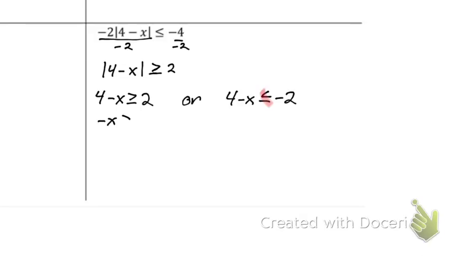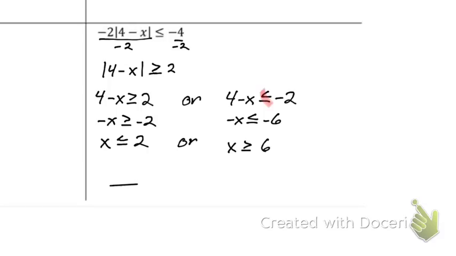So I have -x is bigger than or equal to -2. I am dividing or multiplying by -1. Both work. But I do need to flip the sign. So x is less than or equal to 2. Or we're going to do the same thing over here. So we're going to have -x is less than or equal to -6. Once again, I'm multiplying or dividing by a negative, so I flip the sign.